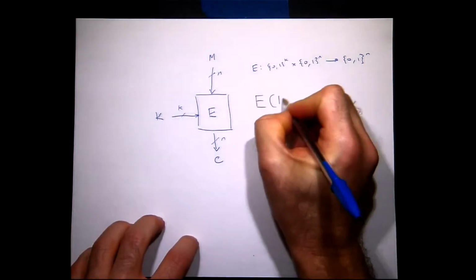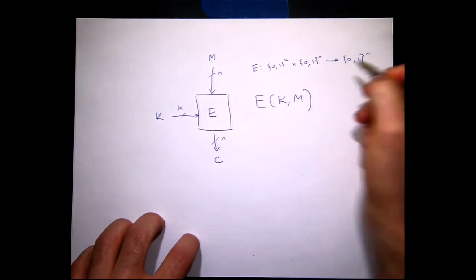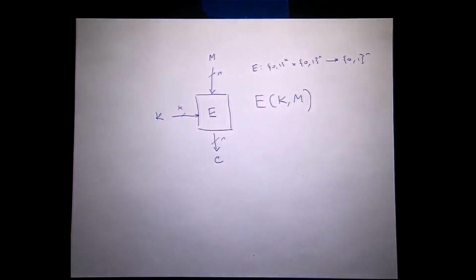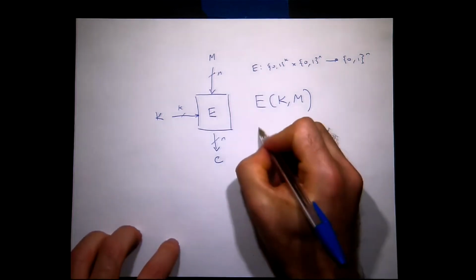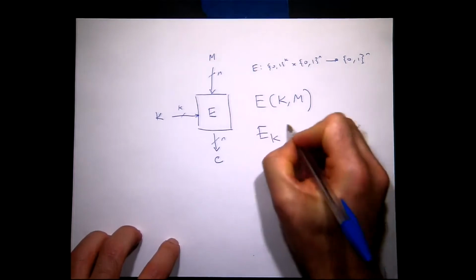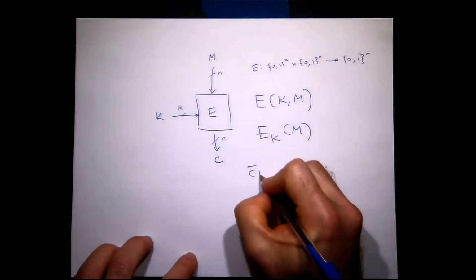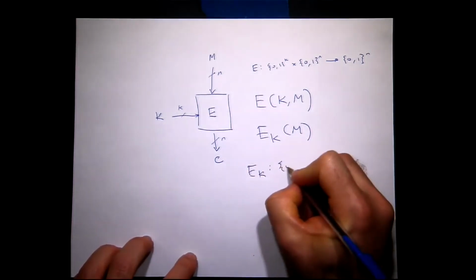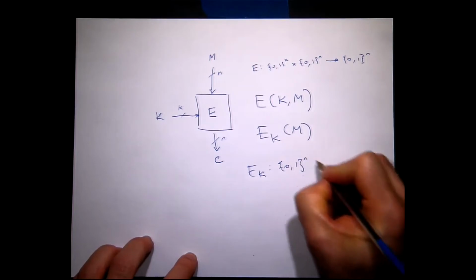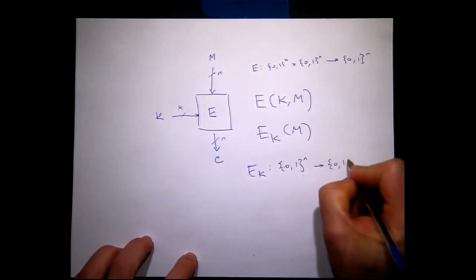E_K(M) to denote the result of encrypting the message M under the key K with a block cipher. Or I might write it like this. And then you can think of the function, once I have a particular key in mind, that gives me a function that maps from n bits to n bits.